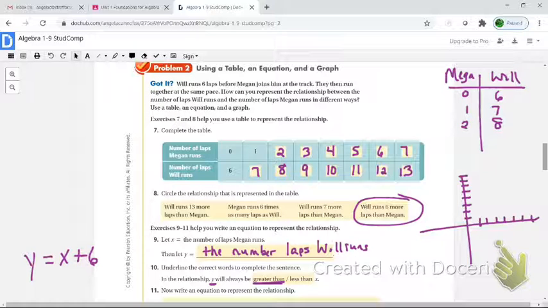Okay, so of course this is X, that's Megan's laps, this is Y, that's Will's, and then we would just put our ordered pairs in. When Megan has run no laps, he has run 6. And then when she's run 1 lap, he has run 7. And the graph may very well be on the next page, but I want us to see a sketch anyway right here. 2 laps, he will have run 8.